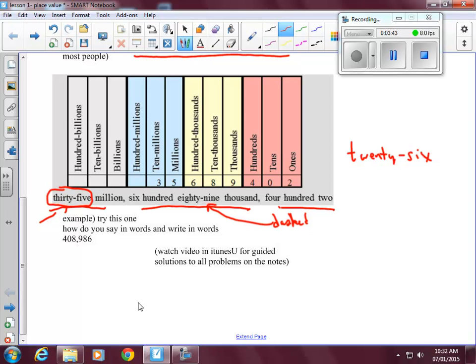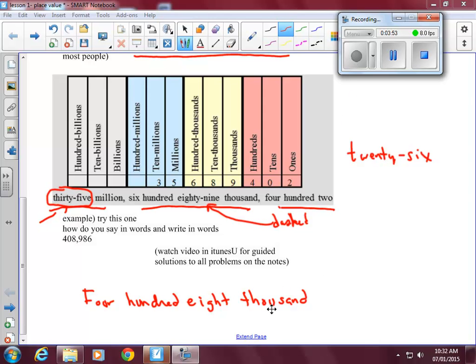You may want to hit pause. Let's practice this one. Try this one on your own. How do you say it in words and write it in words? I'll hit pause as well. I wanted you to see me do this in real time, so I always practice saying it first. 408,986.